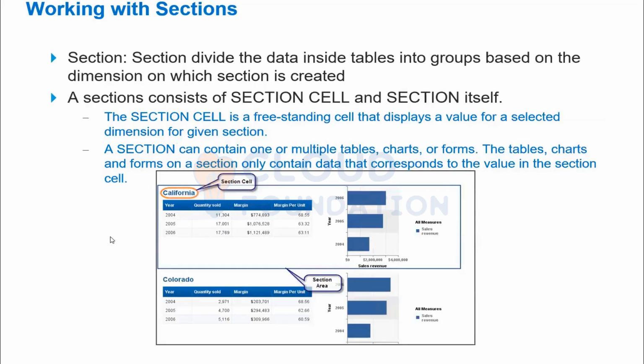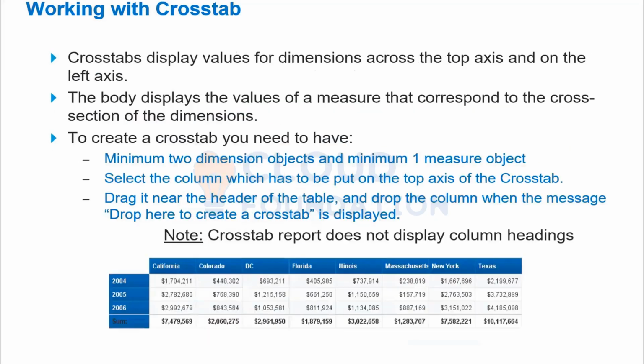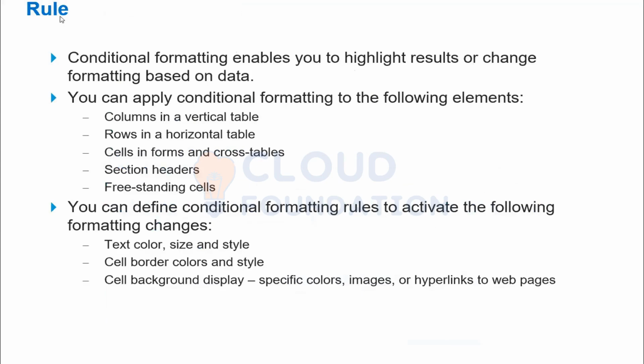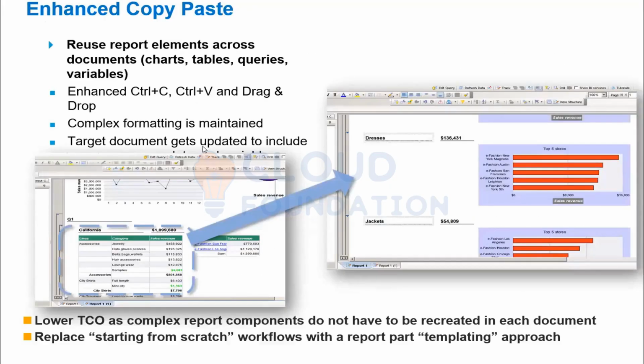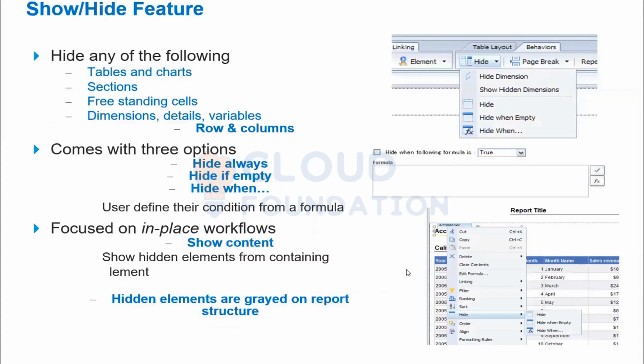After that, we have checked how we can create sections, how we can create breaks, and how we can create rules for conditional formatting. How we can sort the data by ascending or descending or custom sorting. How we can copy paste from one tab to another.